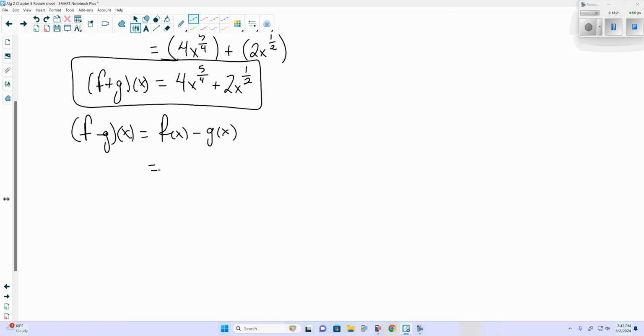Question? Yeah. Because x to the 5/4 is really saying that we're taking the 4th root of x to the 5th, and we're adding to it 2 times the square root of x. The 4th root of x to the 5th and the square root of x are not like terms, so they don't add.